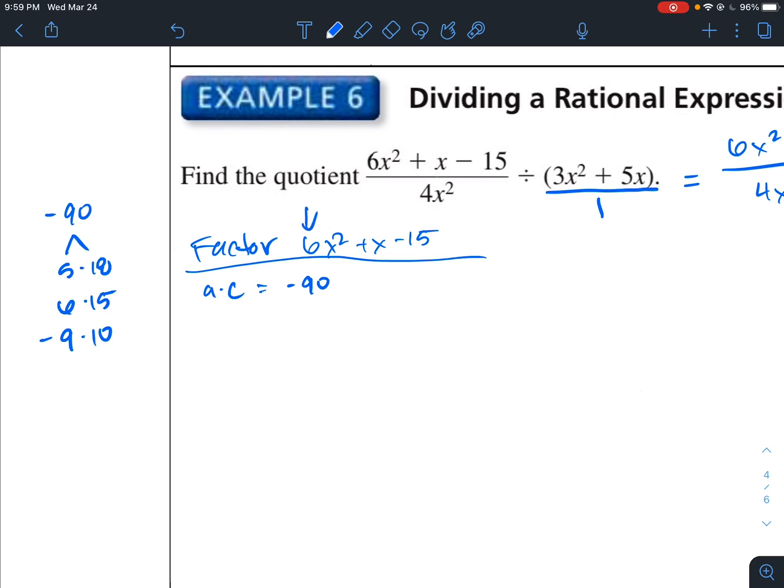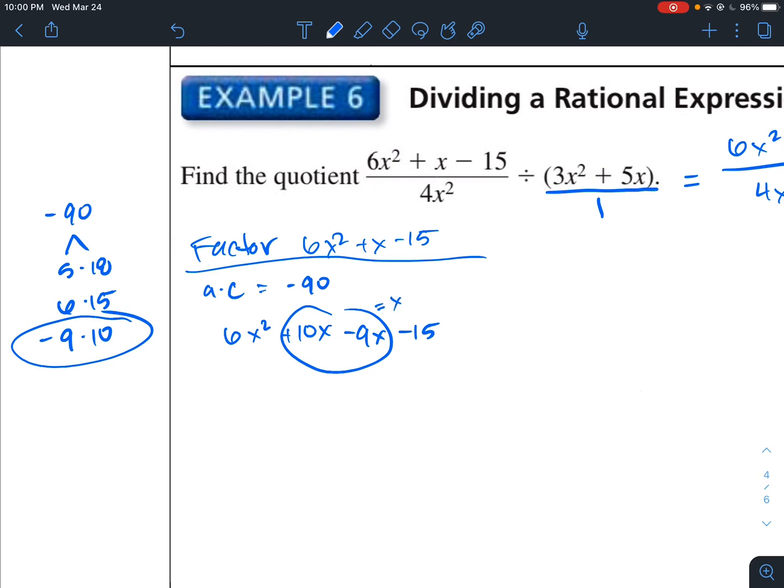So in this case, where we have a quadratic where a does not equal 1, I'm going to take 6x squared, and then instead of writing x, I'm going to write it as positive 10x minus 9x minus 15. So by doing this, this right here is equal to positive x. So I'm not changing the value of the expression, just changing the way that it looks. And now I do what is called factor by grouping.